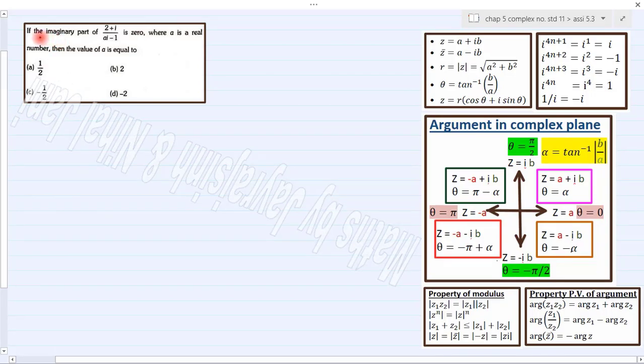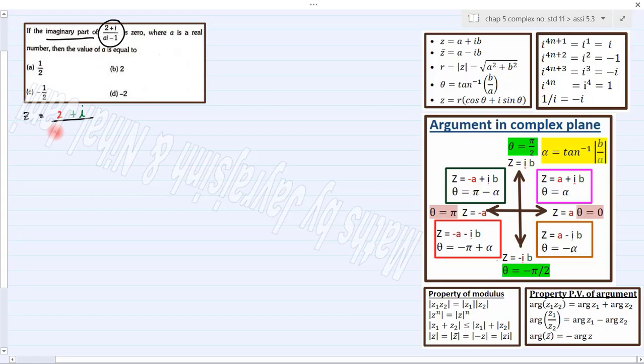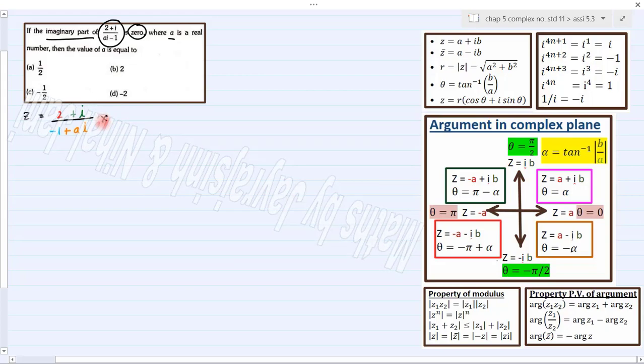Here it is given that the imaginary part of our complex number (2 + i) upon (ai - 1), or we can say (-1 + ai), is 0. So we have to find the value of a, which is a real number. To get the value of a, we have to simplify our complex number by multiplying by the conjugate of the denominator. So we have to multiply by -1 - ai.